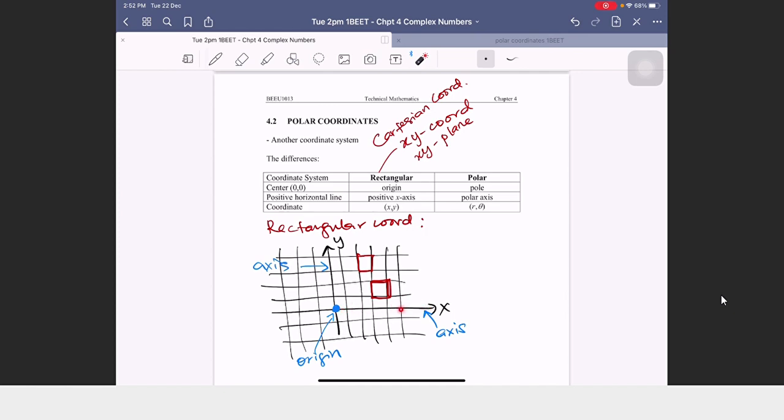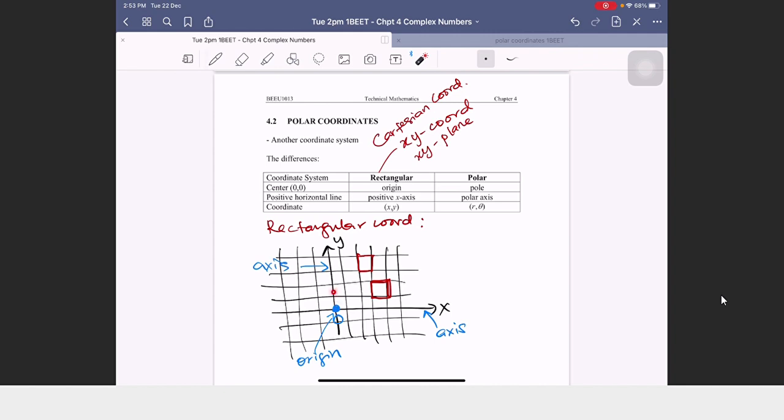Which contains positive numbers. We call it the negative x-axis because this is where you have negative numbers. The origin is zero. The number is zero at the origin. This is 0 for x, 0 for y. That is called our rectangular coordinate system.